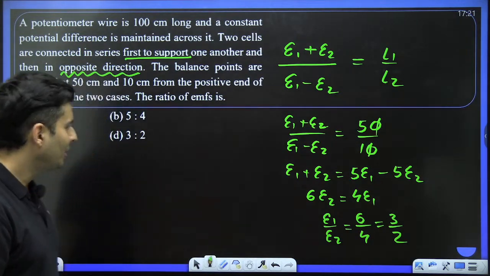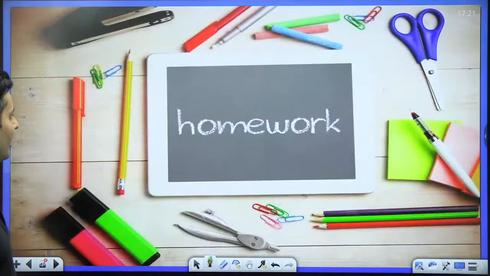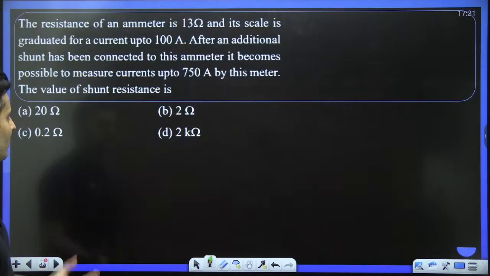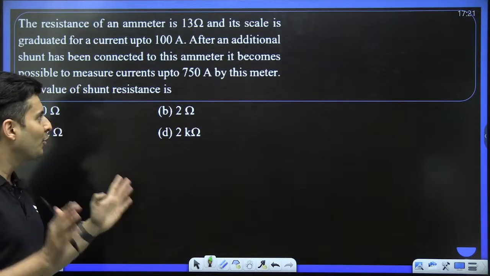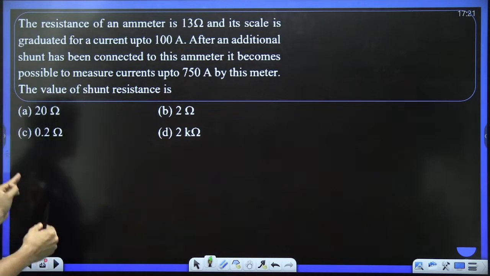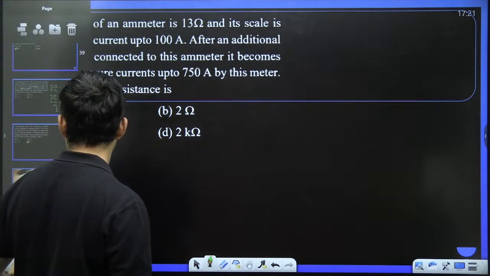Very, very important. Okay. So these are how the potentiometer problems are. So I've kept one homework question also for you. Make sure you solve this question and post the answers in the comment section. I'll be waiting eagerly to see all your answers. As soon as the session ends, I want you to answer this particular question, right?